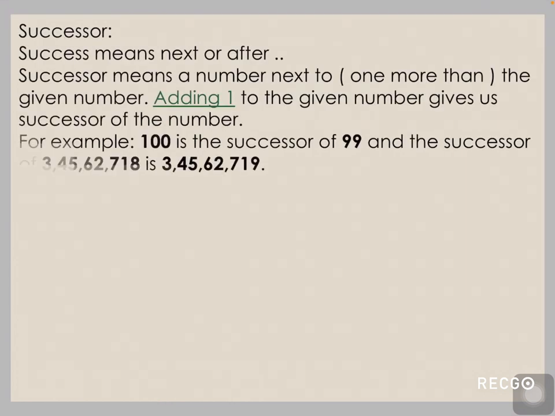Successor, जैसे कि मैंने पहले ही बता दिया, successor means to go forward, next, after. Clear? So to get the successor, you will be adding 1 to the number. जैसे कि अभी 100 था, so उसका predecessor 99 था, पर 99 का successor is 100. Clear? It is आपस में जुड़े हुए हैं. If it is 99, then you will say successor is 100 and predecessor is 98. Similarly, if it is 100, you will say predecessor is 99, and what is the successor of 100?